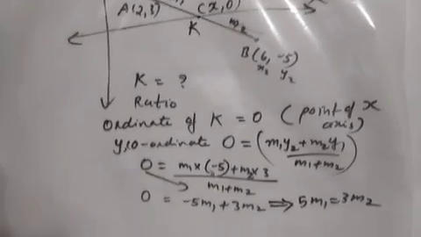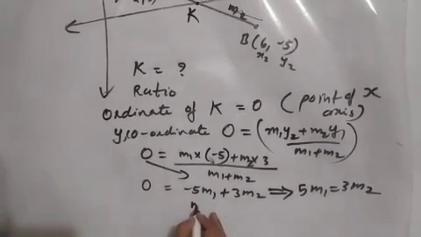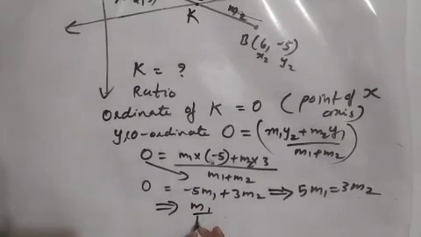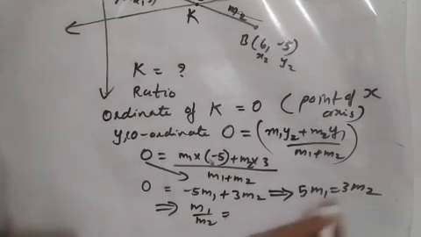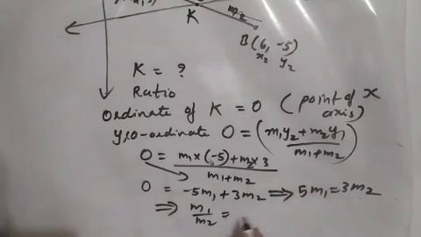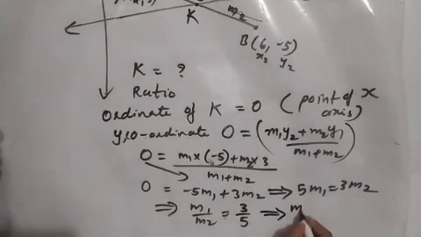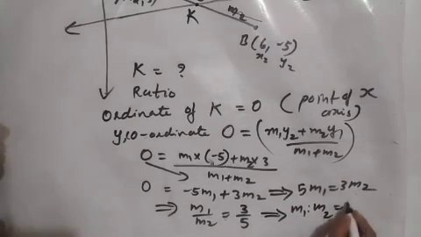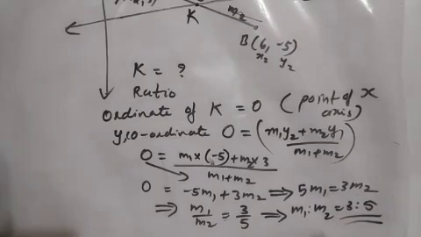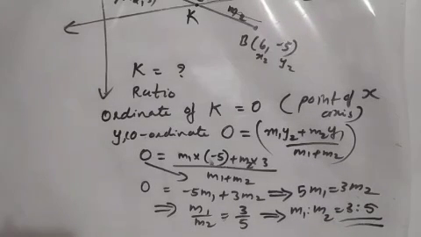So what is the next step? Yes, m1 by m2 is equal to, we can write this m2 to the left side and 5 to the right side, 3 by 5. Then in ratio form, how can we write this? m1 is to m2 is 3 is to 5. Thus we obtained the ratio as 3 is to 5.